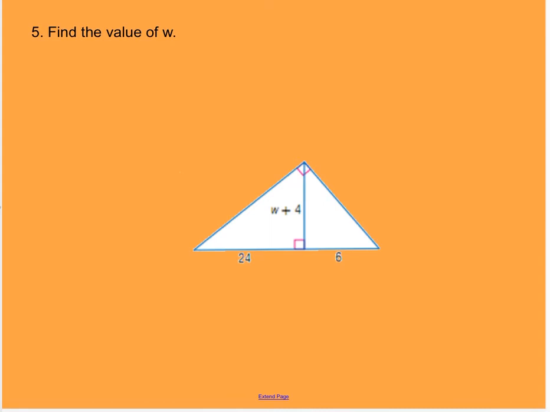Okay, so let's figure out the value of w. So a little bit tougher one here. You've got w plus 4, and then 24 and 6. So here's where life gets a little complicated. Here's where algebra stuff has to come back. So this and this equal this squared. So 24 times 6 equals w plus 4 squared. Now, knock off the algebra rust, okay? 24 times 6 is 144.